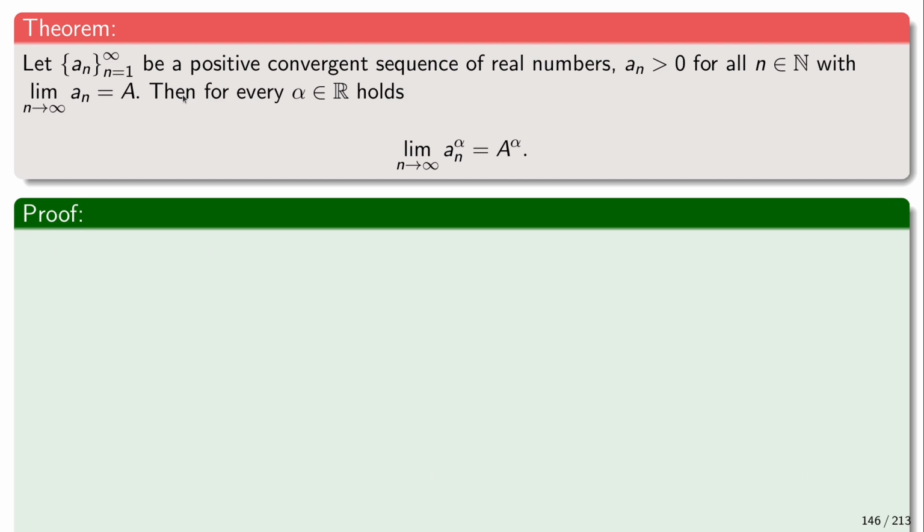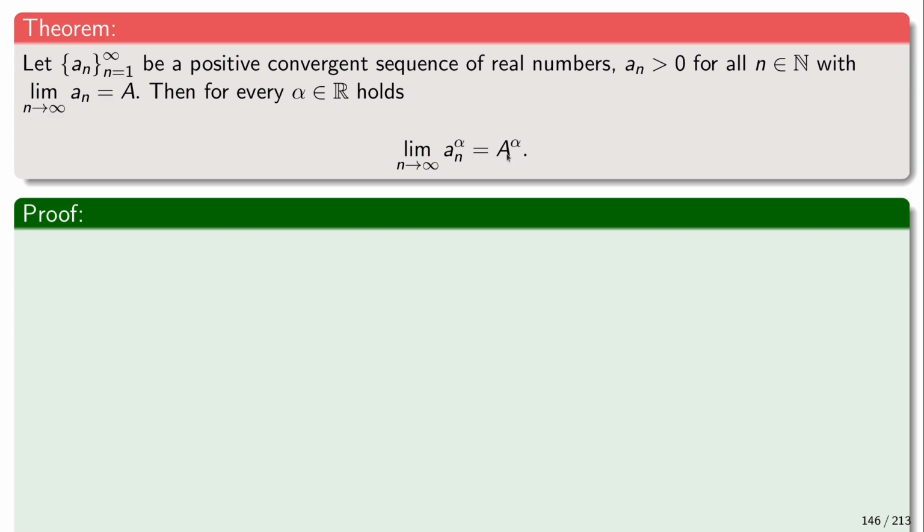Actually, this result now follows easily from the previous result, which was hard. So now the conclusion is the following one. Whenever we have a sequence an that is a positive convergent sequence of real numbers, so an is greater than 0 for every n, and an converges to a, then for every alpha, an to the power of alpha would converge to a to the power of alpha.